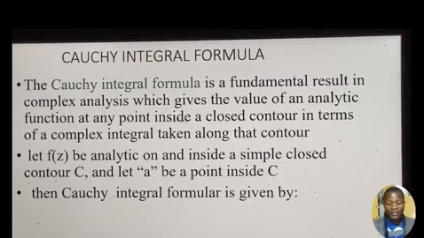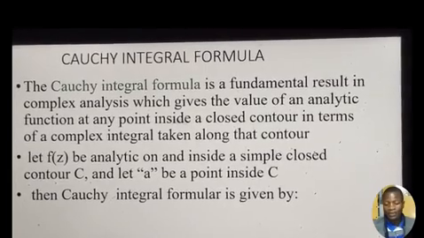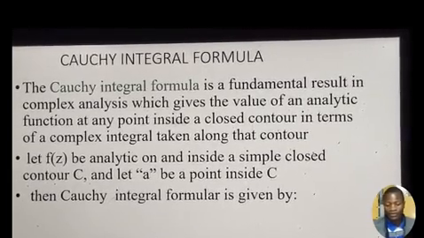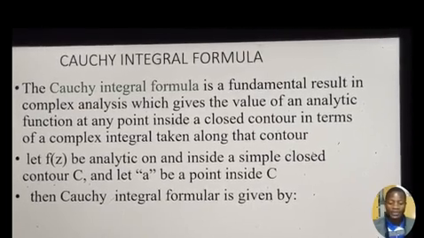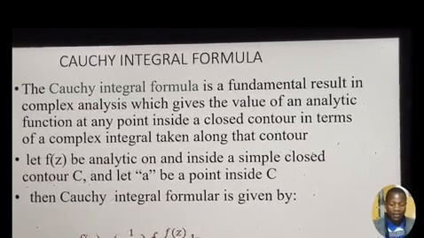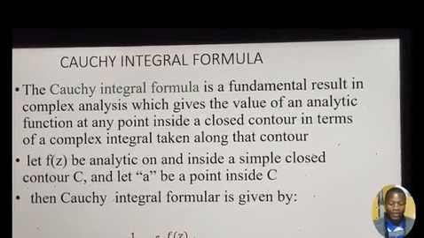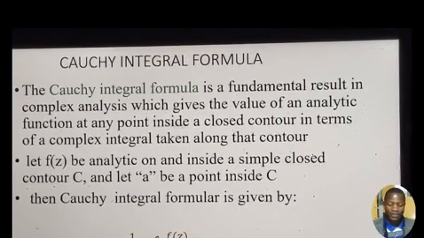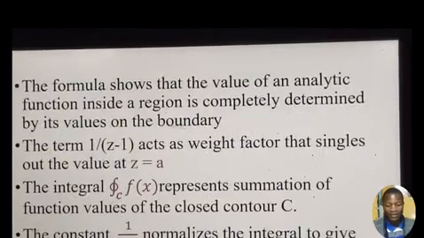Let f of z be analytic on and inside a simple closed contour C, and let A be a point inside C. Then Cauchy integral formula is given by f of A is equal to 1 over 2 pi i integral over contour C of f of z over z minus A dz.